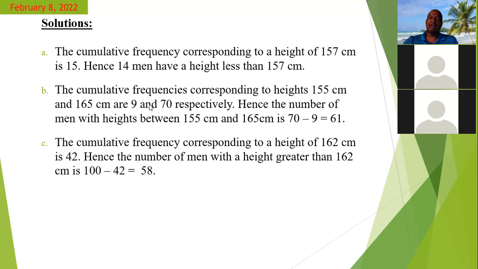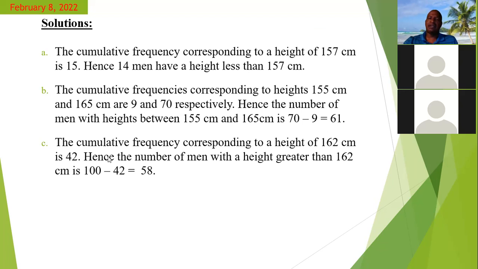Now for those values that fall between 155 and 165 centimeters, based on the height of men that we get for 155, we would have 9 men have a height of 155. And for the upper value of 165, we would have 70 men have a height of 165. But we know that the first 9 men would have a height less than the range of 155 to 165. So what we do, take away 9 from the 70 and we get 61.